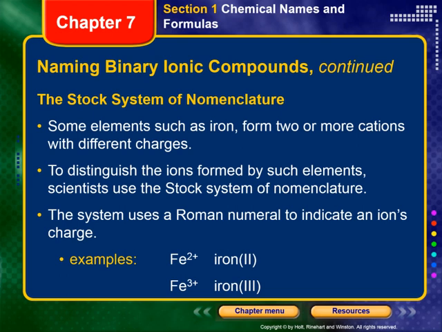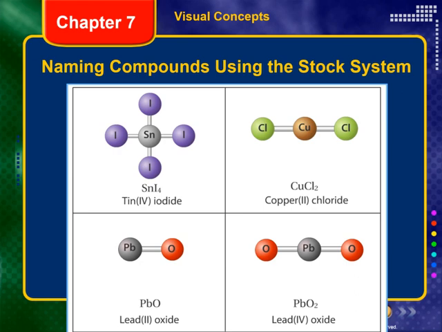And you can use the Stock system for all types of compounds, but in general, the convention is to only use the Stock system for cations that have the potential to form multiple charges. You can use it for molecules just fine. That works totally fine, and actually, I'll have you do that as part of your worksheet. And so this system uses a Roman numeral to indicate an ion's charge.